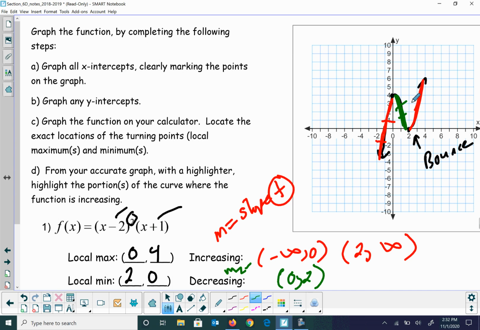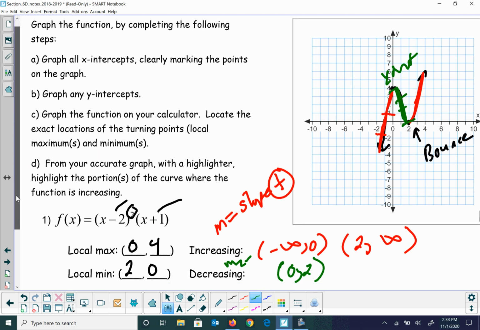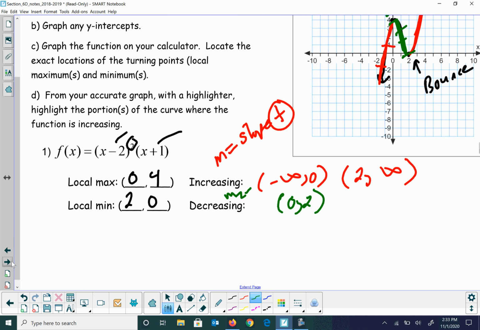So graphing y-intercepts, we have that. There's a y-intercept right there. Turning points, so a turning point here and here. They happen to be our local max and min. And then we have increasing and decreasing on our graph. Okay, I think that we answered everything on this question. Yep. All right, let's go to the next one.